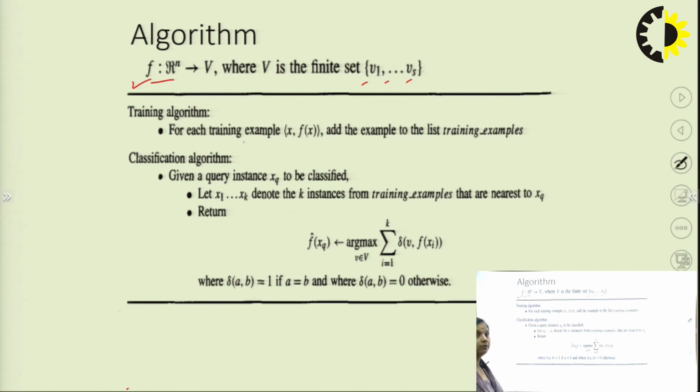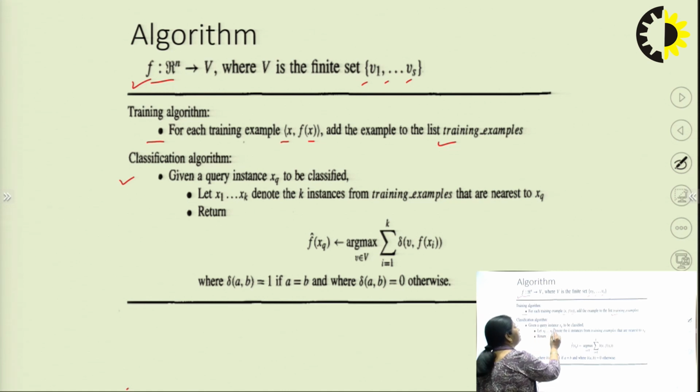So now let us discuss the nearest neighbor algorithm. What is our training algorithm? In the training algorithm, we do not explicitly learn the target function. Our training phase is very simple. For each training example x, f(x), that is, for each input and output pair, add the example to the list training_examples. We simply make a list of training examples and store all the examples there.